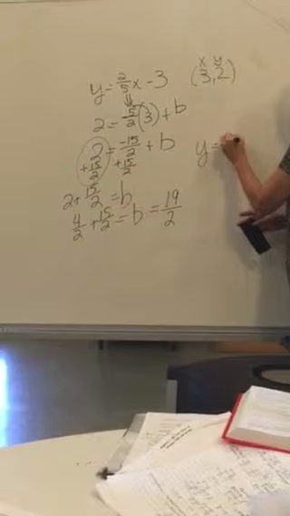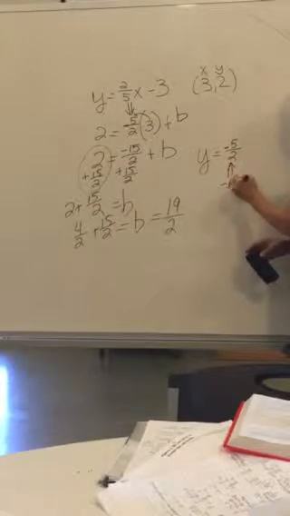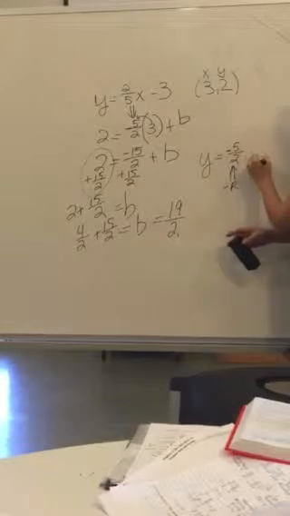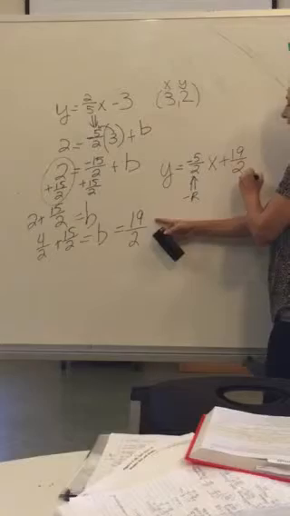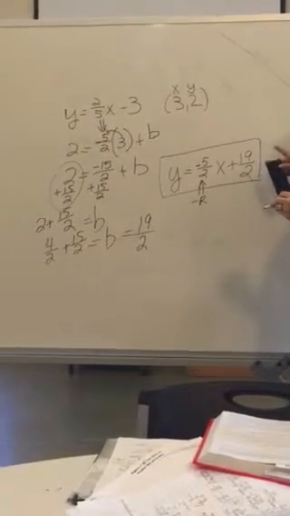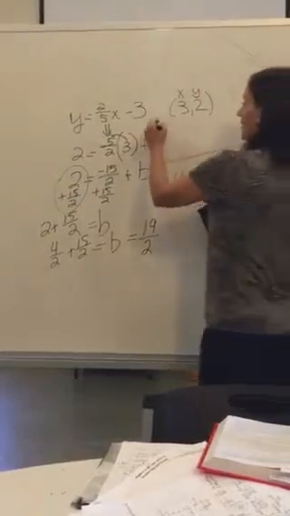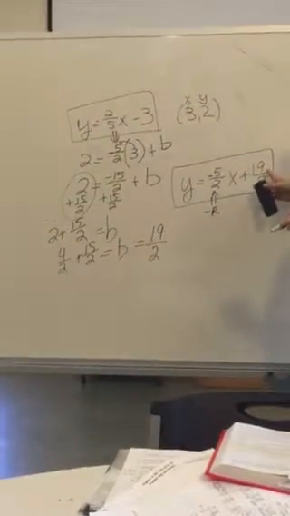Y equals negative 5 halves. Again, that's the negative reciprocal, right? X plus 19 halves. This is the equation of the line that is perpendicular to this one. Okay? So your y-intercepts are not going to be the same.